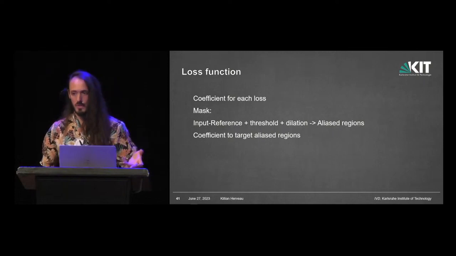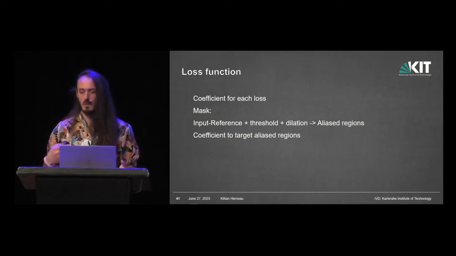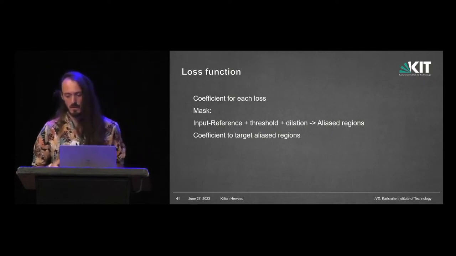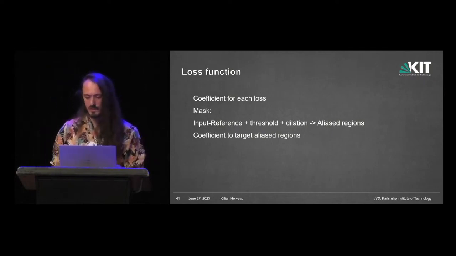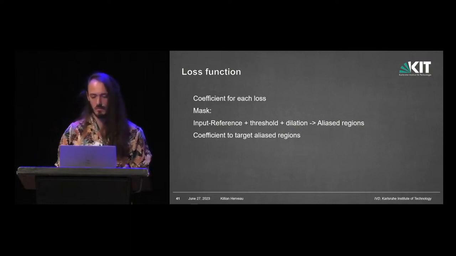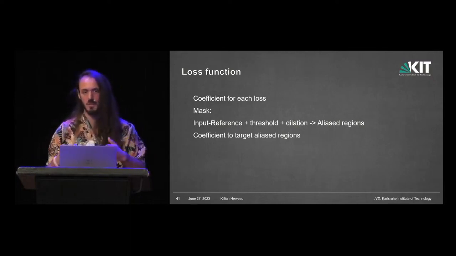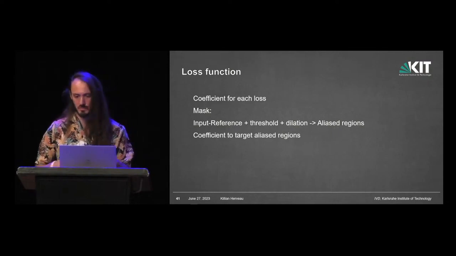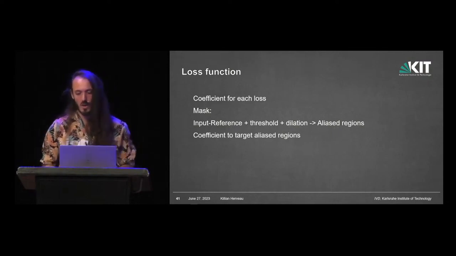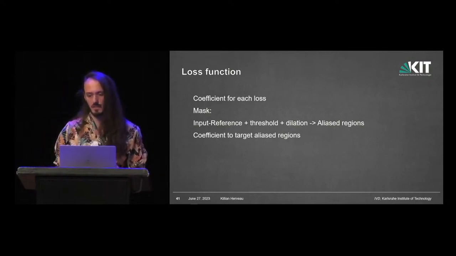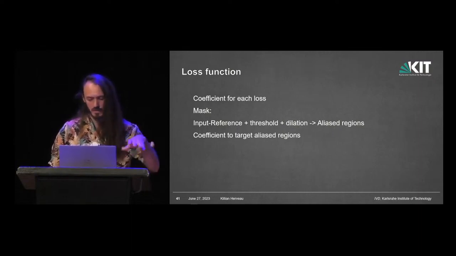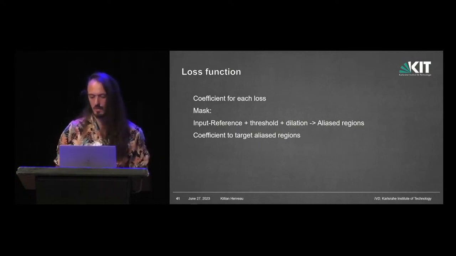So we also have a coefficient to select more aggressively the aliased regions. We found that it doesn't matter that much, and we use 0.65, so it's a ratio, it's not 0.5, which would be 50-50. We favor a little bit the aliased regions, but apparently it works well anyway, except if you go for very high or low values.